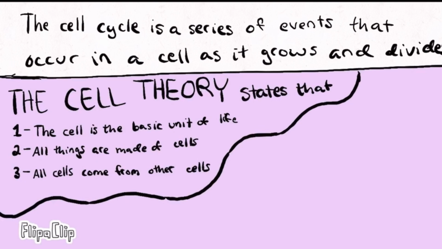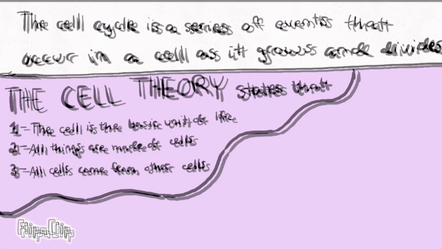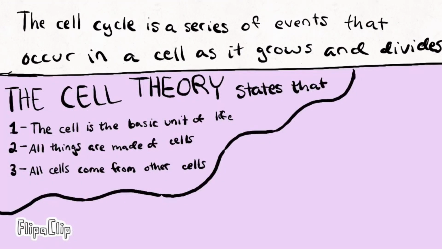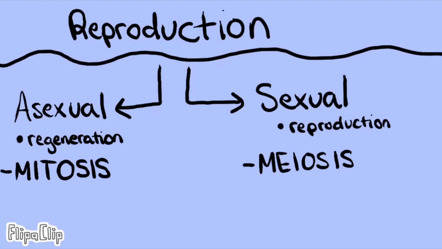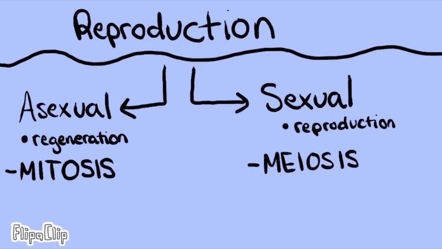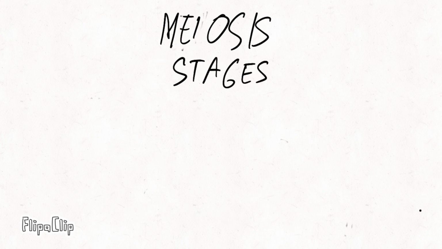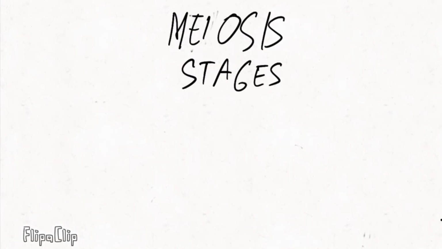The cell theory states that the cell is a basic unit of life. Every living thing comes from other cells, and all cells come from other cells. In mitosis or regeneration, the cell is asexually replicated exactly into a daughter cell. In meiosis, or sexual reproduction, the cell creates genetically varied daughter cells. This video will explain the stages of the cycle of meiosis.